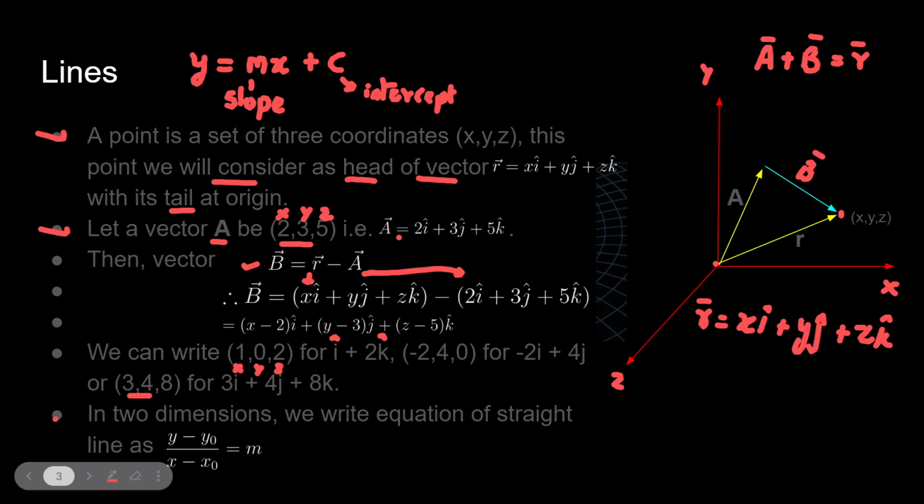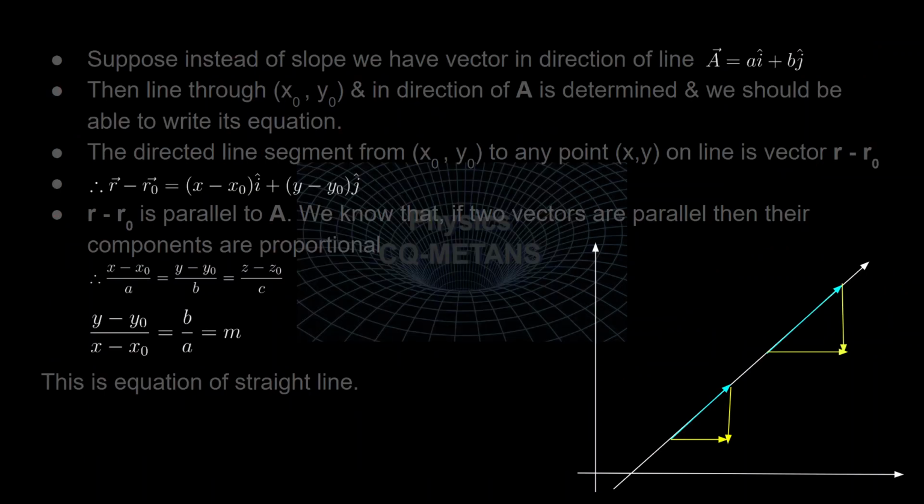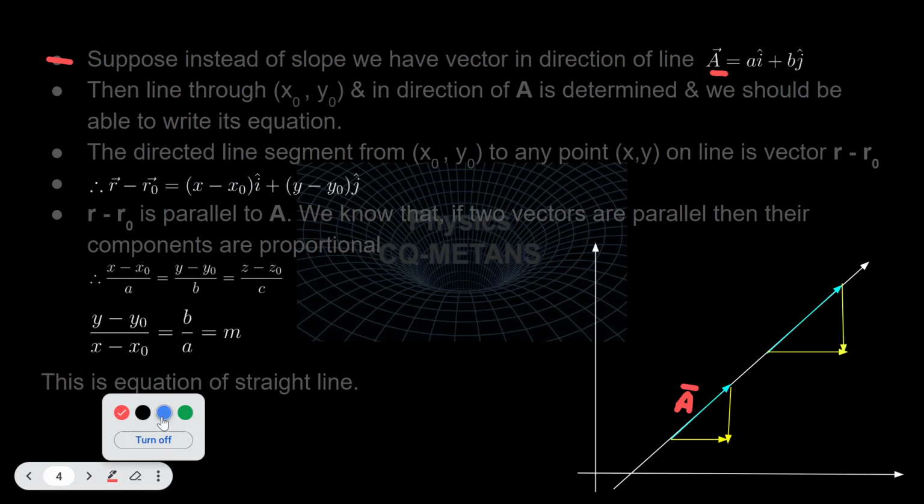Now in 2 dimensions, we write the equation of a straight line as y minus y naught divided by x minus x naught is equal to m. So let us do some vector algebra and see whether we land up with this equation or not. Now suppose instead of a slope, we have a vector. So that is given by x is equal to a i cap plus b j cap. So if this is my vector A, now we know that the components are there. When we define the slope, what we do is y by x.